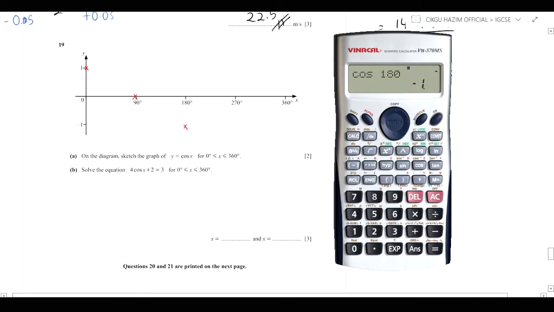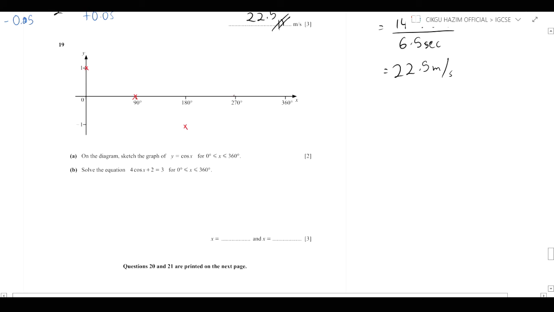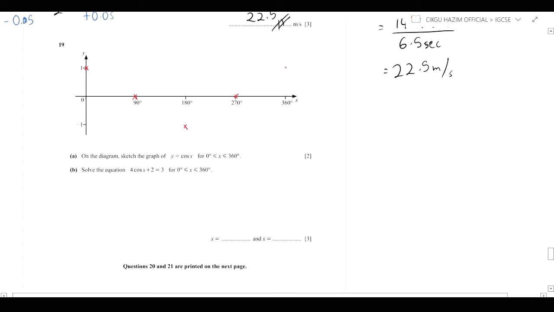Just continue like that. Always put it as your answers here. So this is 0, to make sure we sketch the graph, and lastly cos 360 degree. What we have here is back to 1. If you don't memorize it, you can always use the calculator method.